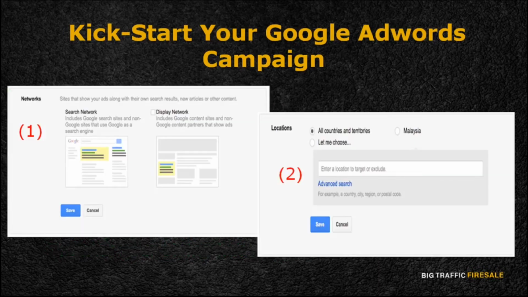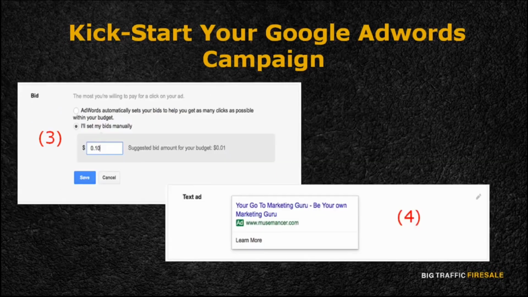For the first step, I recommend that you choose the search network only as your campaign type for starters. Secondly, decide how large or small a geographic area you want to target. Thirdly, change the default bid strategy to "I'll manually set my bids for clicks," so you can easily work within your budget. Next, when you write your first ad, ensure your keywords are also inserted in the headline.